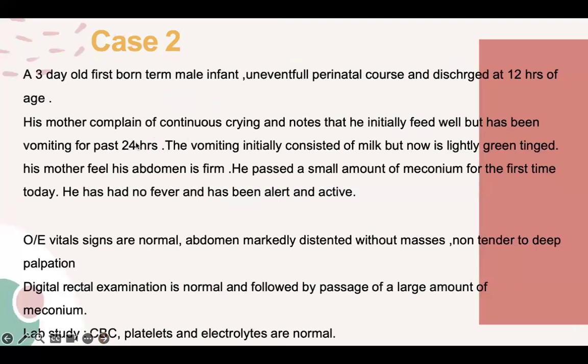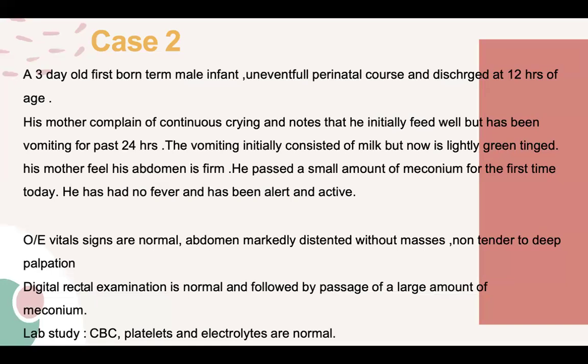Case 2: a 3-day-old firstborn term male infant, uneventful perinatal course, discharged at 12 hours of age. His mother complained of continuous crying and notes that he initially fed well but has been vomiting for the last 24 hours. The vomiting was initially considered to be of milk but now has a slight green tinge. His mother feels his abdomen is firm. He passed a small amount of meconium for the first time today. He had no fever and has been alert and active.